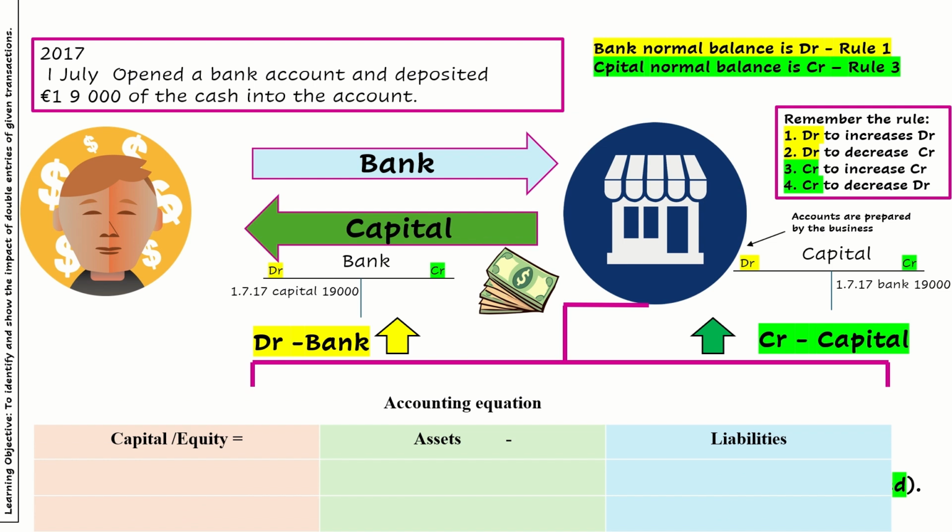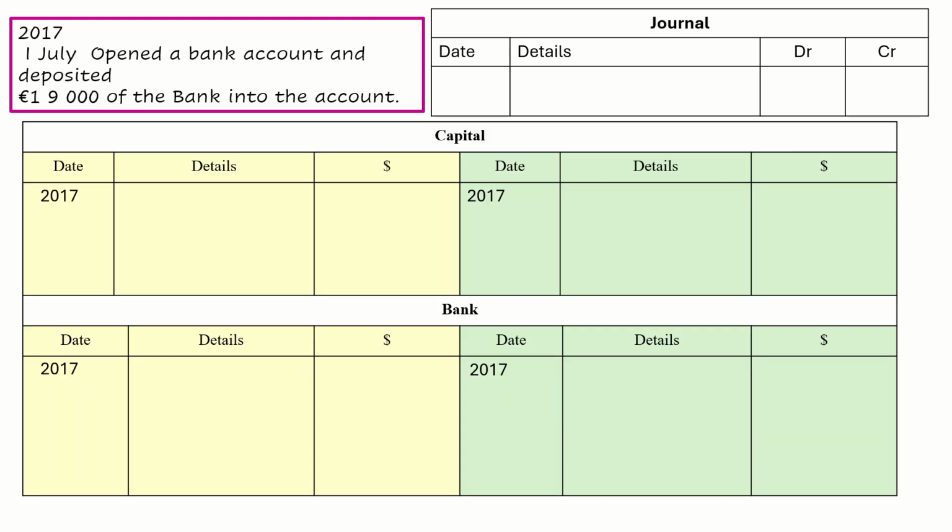Now let's see how this can have an impact in the accounting equation. Capital increases by 19,000. Assets increases by 19,000 because bank is considered as a current asset. Now let's see how to post entries to the general journal. Date 1/7/17, bank account debit 19,000, capital account credit 19,000. Let's go to the bank account. 1st July, opposite account's name, capital. Write the amount 19,000 on the debit side.